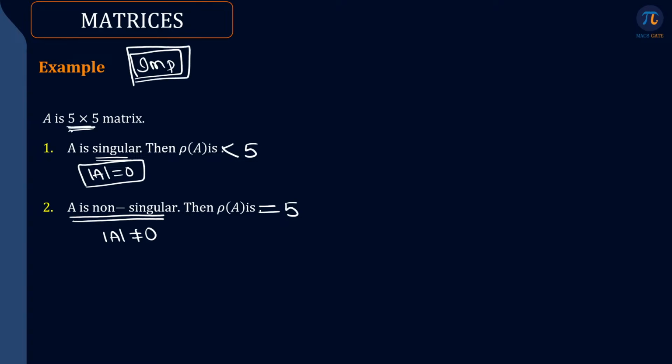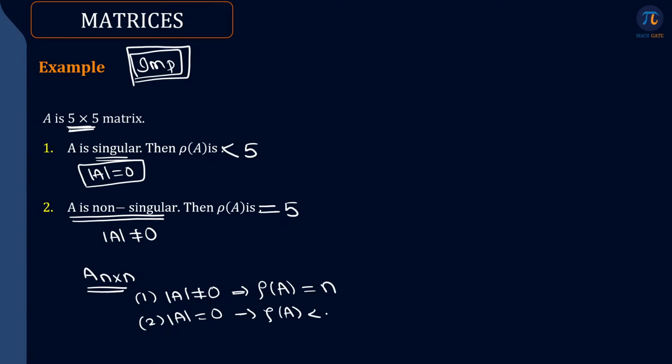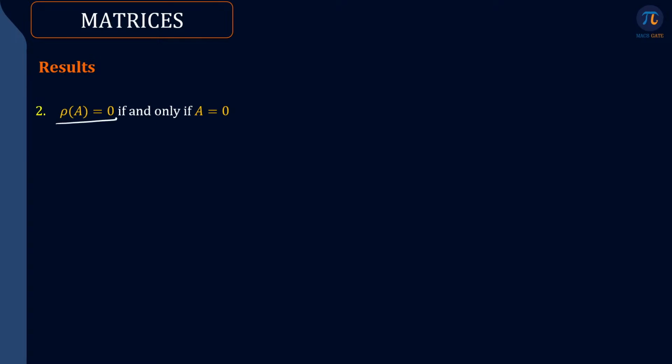Whenever you are having any n by n square matrix, if determinant is not 0, then the rank of the matrix will be n. If determinant is 0, then rank is less than n. Very, very important. And a matrix has rank 0 only when it is a zero matrix. If there is a non-zero element, we have a minor of order 1 which is non-zero.